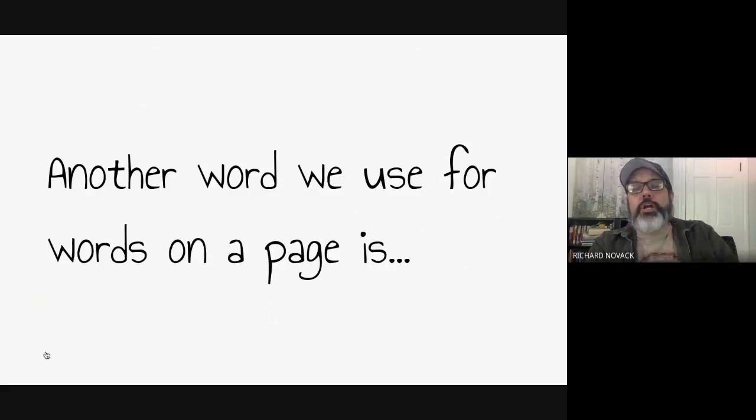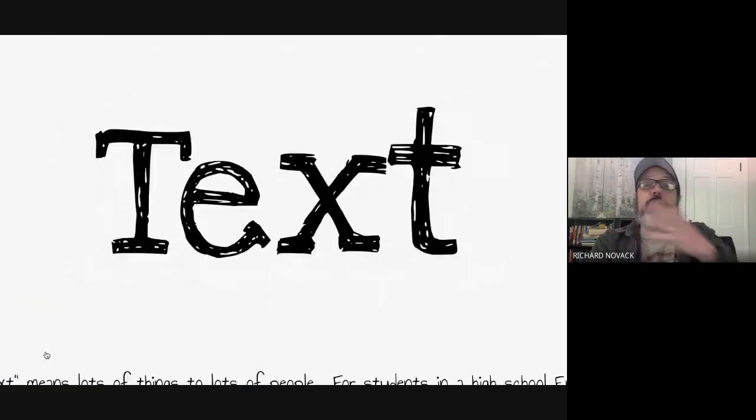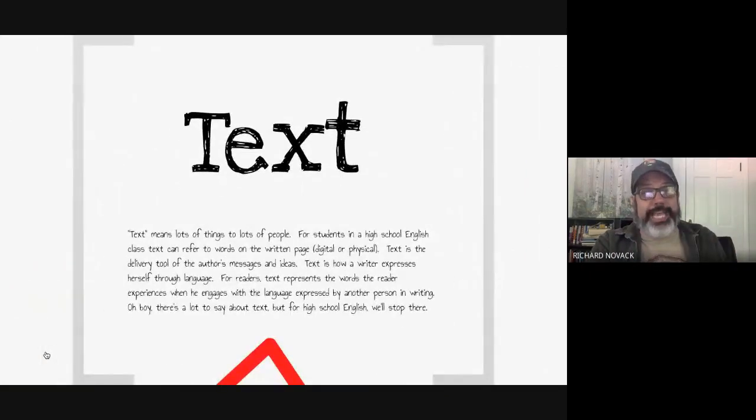So we're going to talk about words on a page and how they could be either literal or figurative. And another word that we use for a word is really the idea of text, right? I could do a whole presentation about what text is because text means a lot of things for a lot of people. For students in high school English class, it can refer to words on the written page, digital or physical. Text is the delivery tool of the author's message and ideas, right? So text is how the author is bringing you information in words on a page.